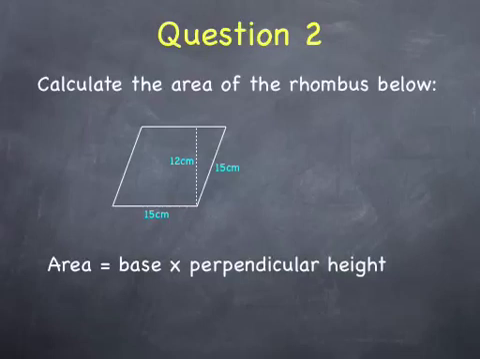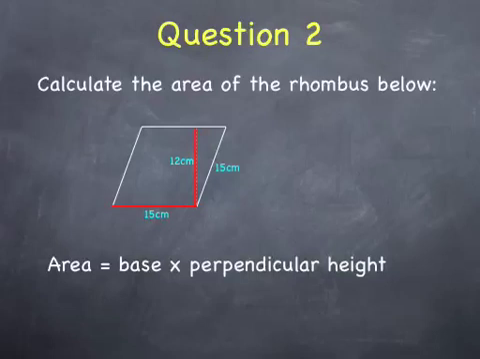Okay, write the formula. Area equals base times perpendicular height, or A equals B times H is acceptable. The base is 15 centimeters, and the perpendicular height is 12. So just in case you missed it, it's not 15 times 15, it's 15 times 12.